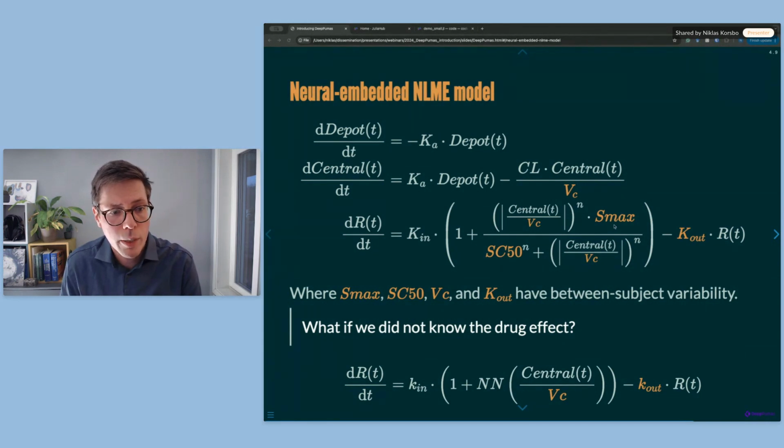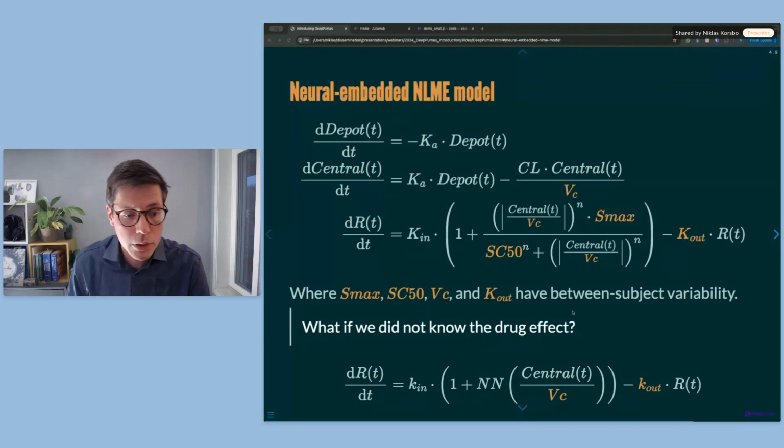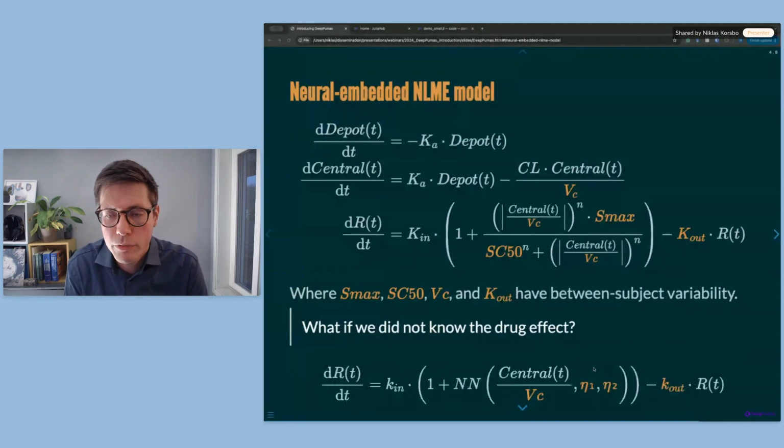But still, in this whole term, we have the S-max and the SE50. These are two more parameters that have individual variability. And so here we only have one random effect, 1 degree of freedom along which we can integrate out between subject variability. And here we had 3. So in order to rectify this, we'll just have to add some degrees of freedom. And so this is how we would do that. We simply add 2 more random effects.